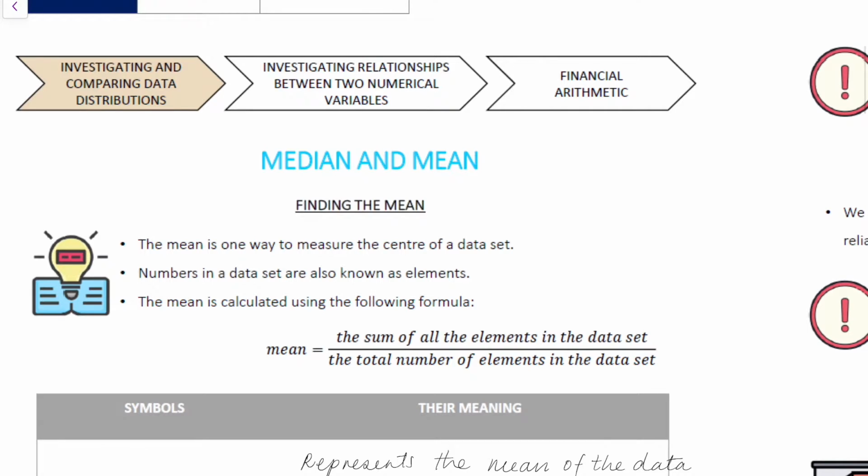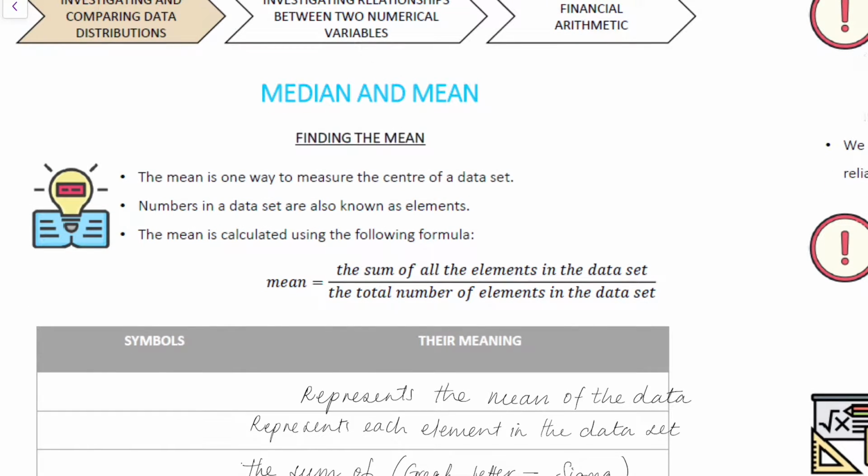So let's start by looking at finding the mean. The mean is one way to measure the center of a data set. The numbers in a data set are also known as elements, and the mean is calculated using the following formula. The mean is calculated by adding up all the elements in a data set, or the sum of all the elements, and then dividing that by the total number of elements in the data set. So we'll go through a worked example to see the mean equation in action.